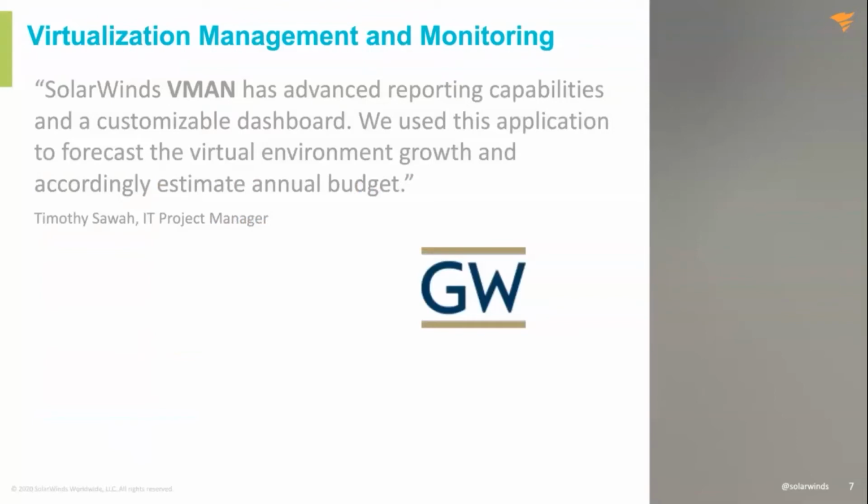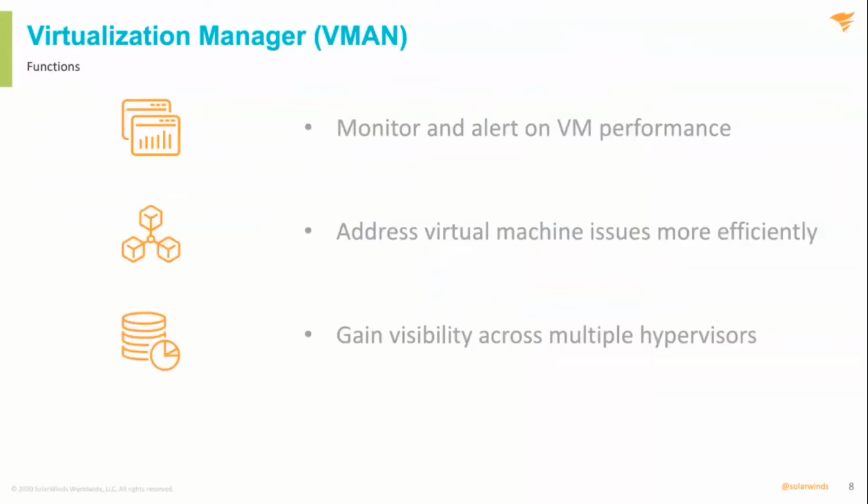The product we're going to talk about is VMAN. Obviously, we've got some quotes here. SolarWinds VMAN has advanced reporting capabilities and customizable dashboards. We work directly with VMware, Hyper-V, and we're starting to get some support for Nutanix in there. So again, we are working with the major hypervisors. We also integrate with AWS and Azure, so we can bring in cloud providers as well. So again, what is VMAN doing that I can't do with vCenter or Hyper-V?